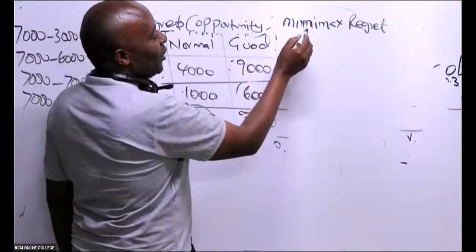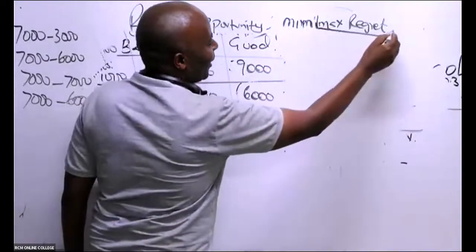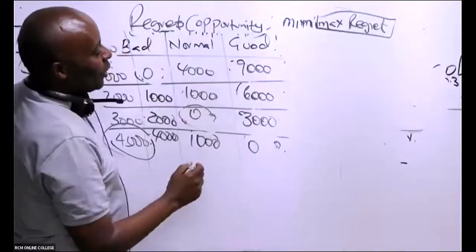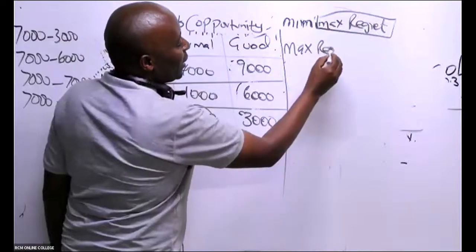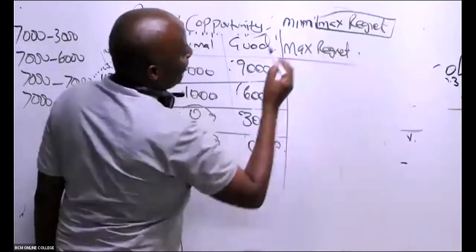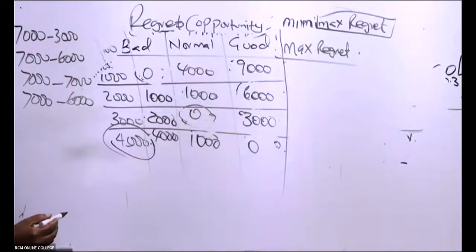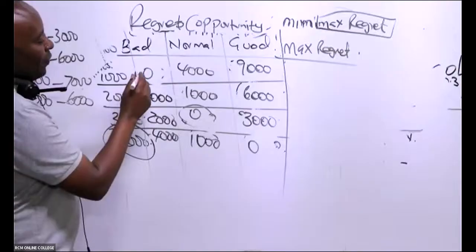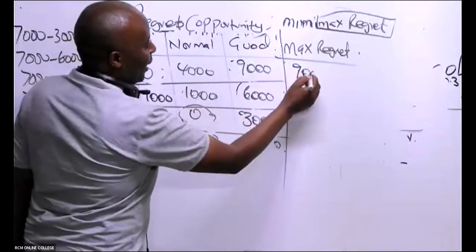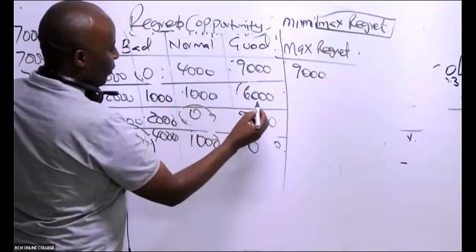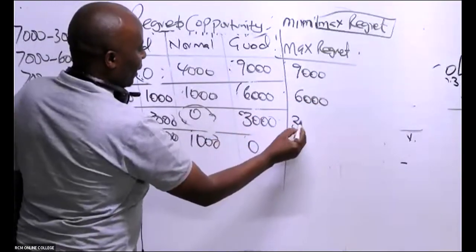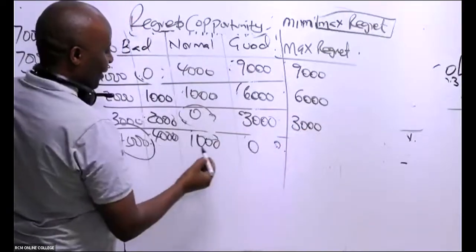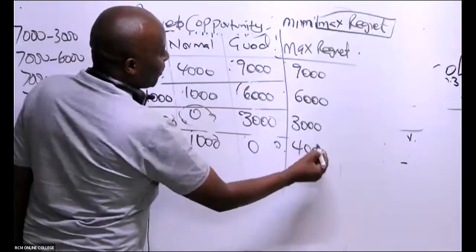You break it down into mini and max. Max regret. So we create a column here for maximum regret, because we normally start from the second bit. So for maximum regret, what do we have here? 9,000. Here, 6,000. Here, 3,000. Here, 4,000 is the maximum regret.